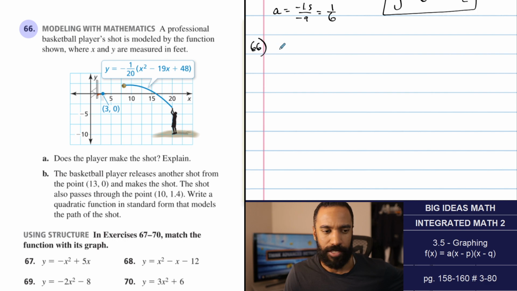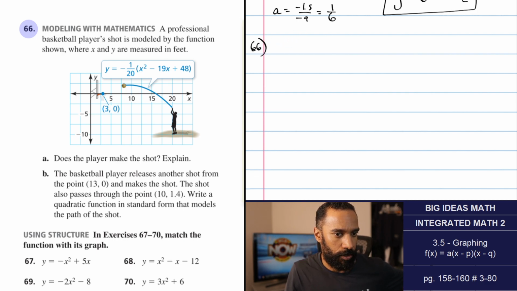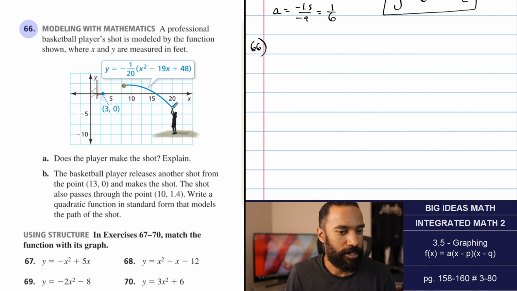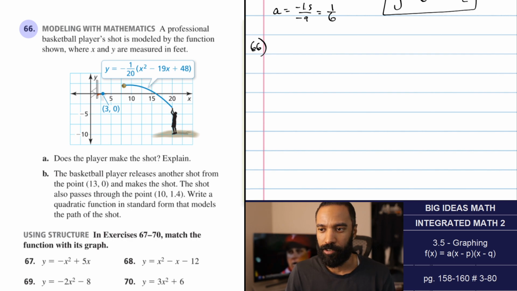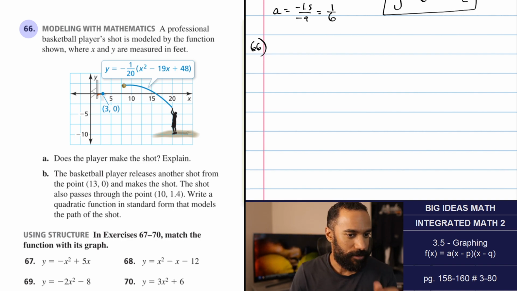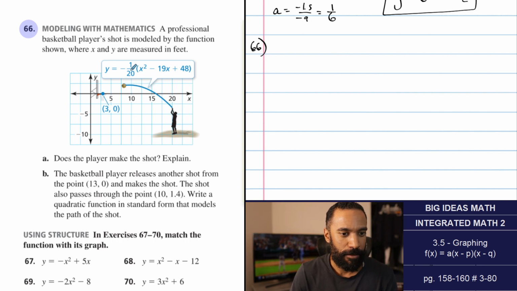Number 66. A professional basketball player's shot is modeled by the function shown. Oh yeah, that is a professional shot right there. Look at that equation. Modeled by the function shown, where x and y are measured in feet. Does the player make the shot? Explain. So what we're seeing is their release has this model, so you don't have to worry about where this goes or what this is as a point. They have the model for you.